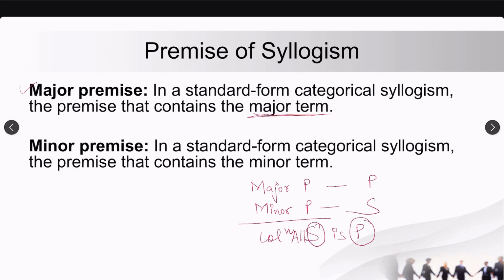So in a standard form categorical syllogism, the premise that contains the minor term. So in a standard form syllogism, the premise that contains the minor term. So this is it.